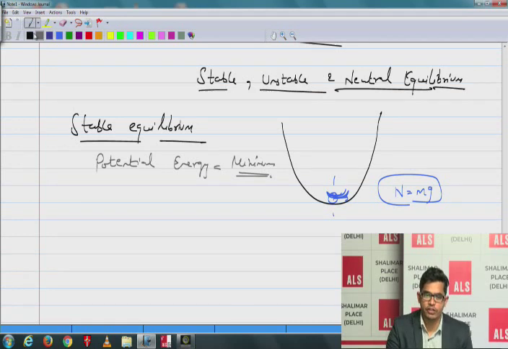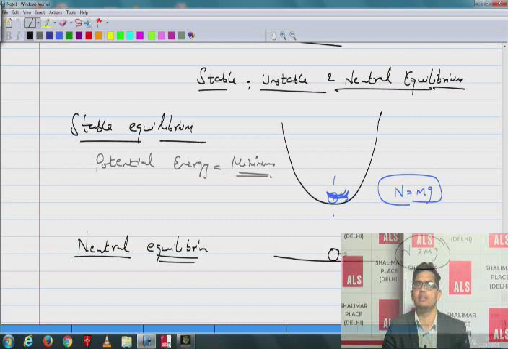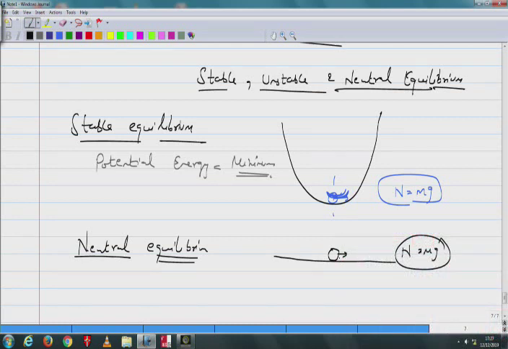Then we have neutral equilibrium. What is neutral equilibrium? Neutral equilibrium is like a straight road. The body is at rest. Again, N is equal to mg. It is at equilibrium. But if you displace it slightly, it will move ahead. It will change its position. Potential energy here is 0.